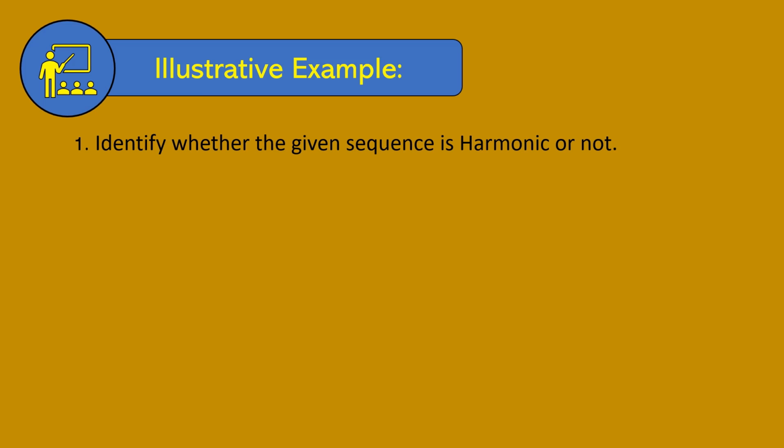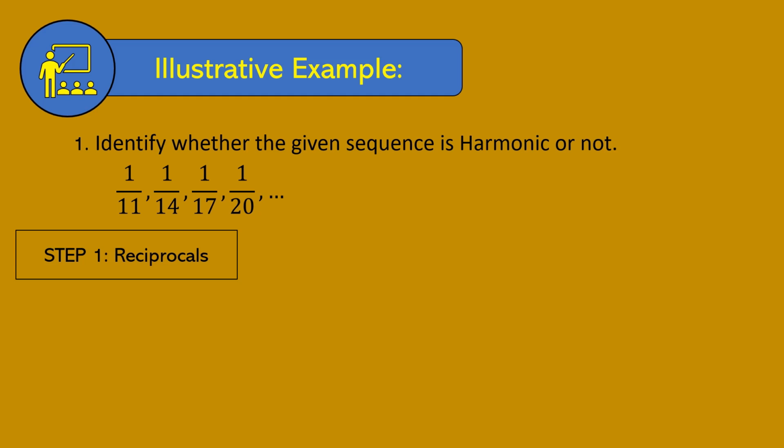How do we know that the sequence is harmonic or not? Supposedly this sequence, 1 over 11, 1 over 14, 1 over 17, 1 over 20, and so on and so forth. So, 1 over 11 is the first term, 1 over 14 the second term, and so on. Now, how do we determine if the sequence is harmonic or not? So, let's follow these steps.